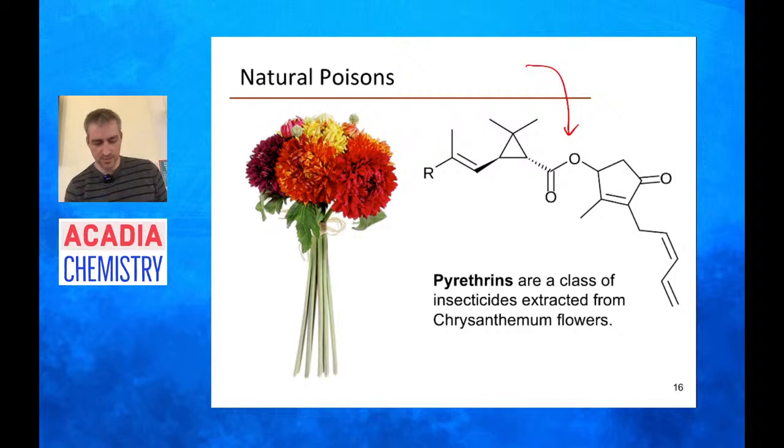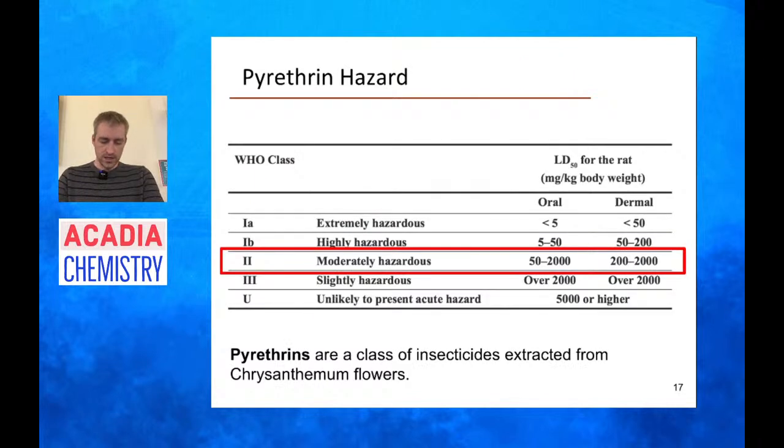But anyway, chrysanthemums, which are decorative flowers that we grow for decorative reasons, do produce these pyrethrins, which we can also extract and then use in organic farming to kill things. These also fall into this moderately hazardous classification, which is admittedly a pretty broad range of LD50 values.